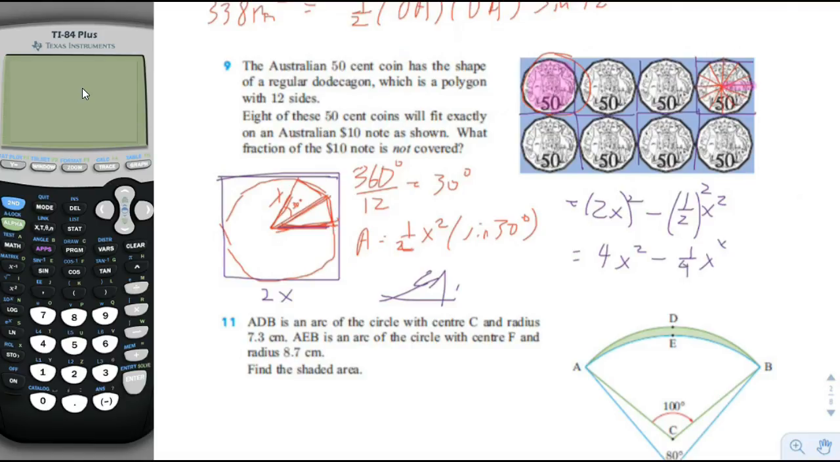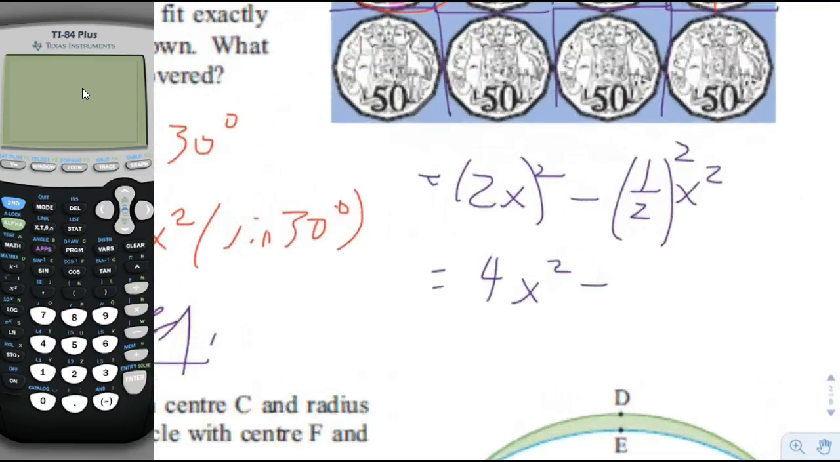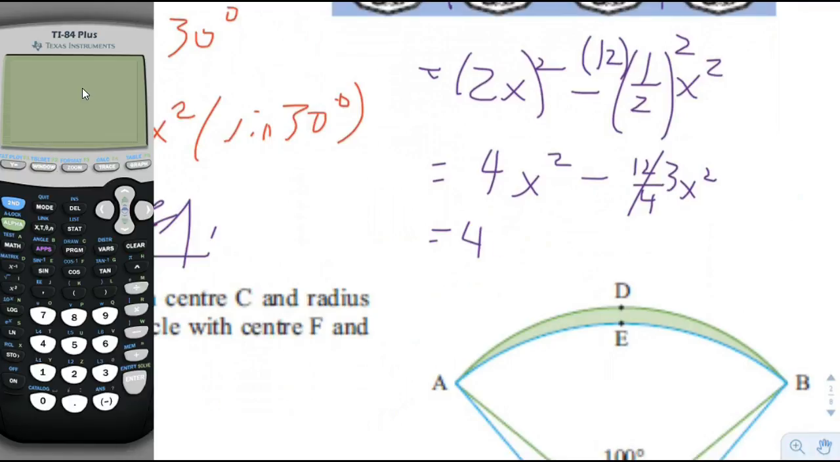Oops, I'm sorry, each pizza slice needs to be multiplied times 12, because there's 12 of them. So it's actually 12 over 4 x squared, and 12 over 4 is just 3. So actually we have 4x squared minus 3x squared, which gives us x squared.